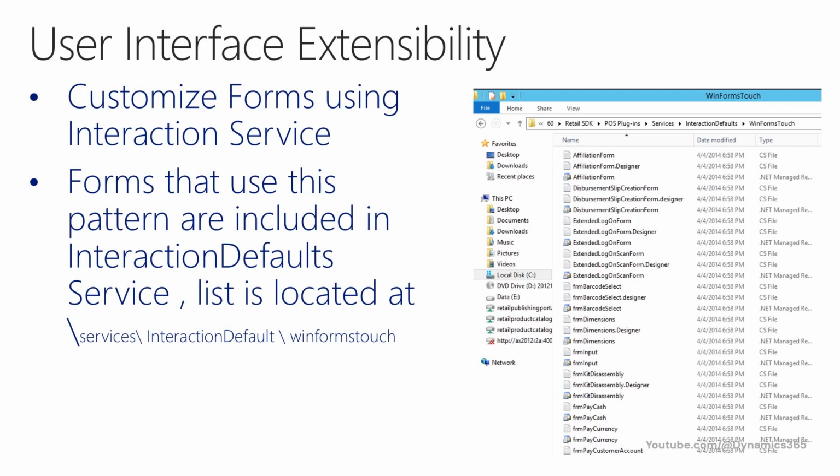User interface extensibility. Microsoft Dynamics AX for Retail POS introduces a new way to customize forms by using the interaction service. Multiple developers can use this service to customize one or more forms in one service. If there are multiple customizations, the interaction service installs only the first customization it finds for a form. Forms that use this pattern are included in the interaction default services located in Retail SDK and the Retail POS plugins folder in Services Interactions Default WinForms Touch.